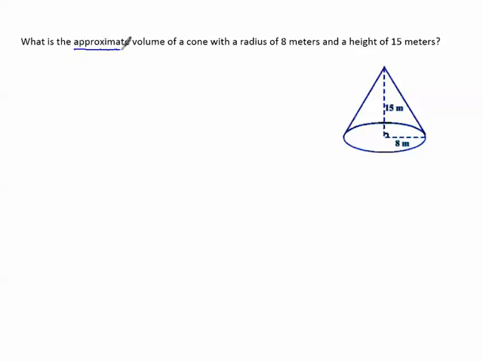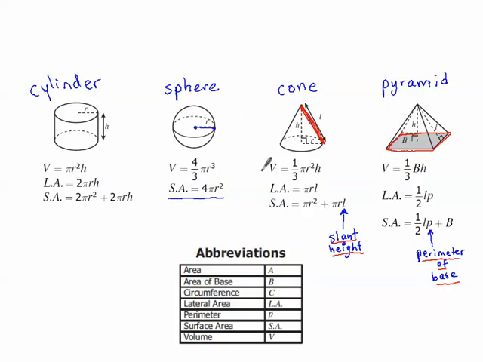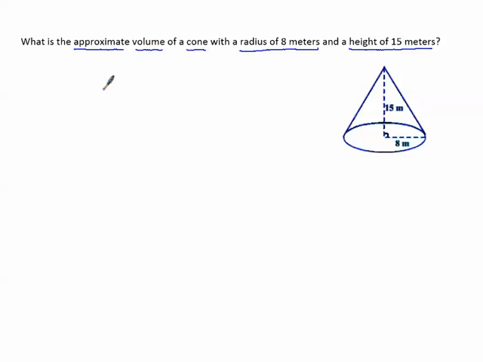What is the approximate volume of a cone with a radius of 8 meters and a height of 15 meters? Notice the picture that they gave us. So again, let's go to our formula sheet, look for the cone and the formula for volume. So here it is. Let's go ahead and write that one. V equals 1/3 pi r squared h. So let's plug in the things that we know.